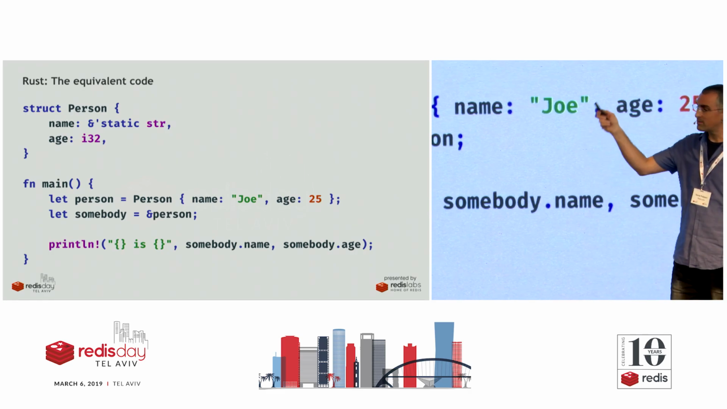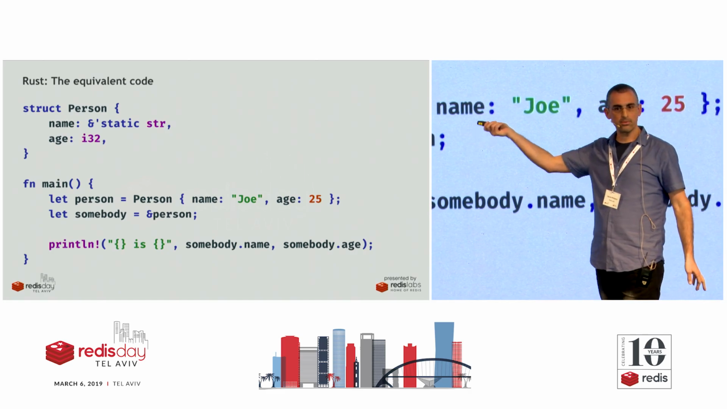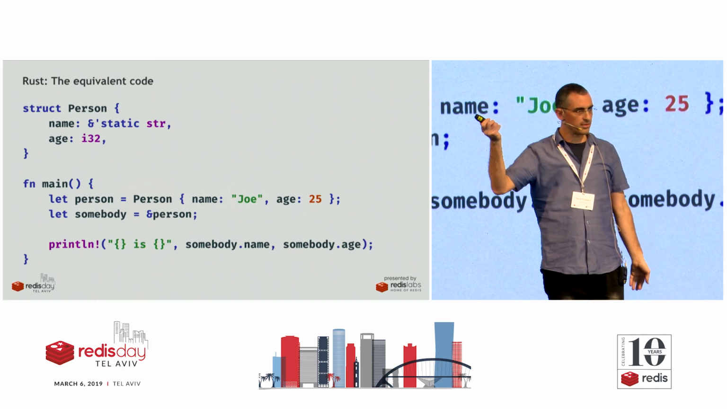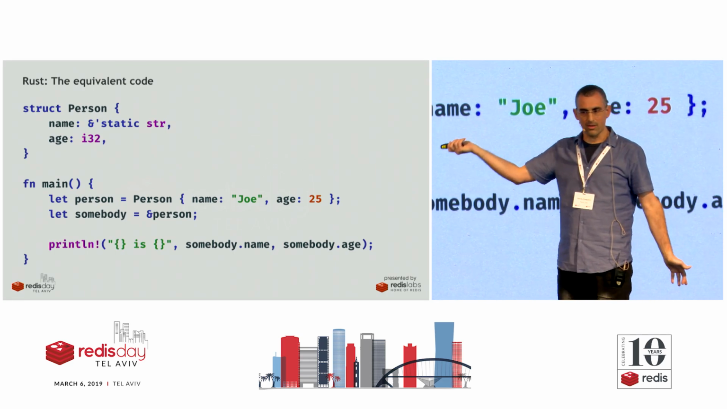So in Rust, we use first the name of the variable, then the type. And the nice thing is that because we have type inference, the name of the variable might be enough in many cases.